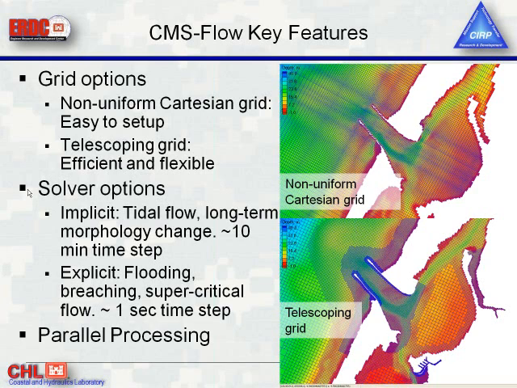And we also have 2 solver options. You can use an implicit scheme, which is designed for tidal flow and long-term morphology change, and takes big time steps on the order of 10 minutes. Or you can use the explicit solution scheme, which is designed for flooding, breaching, supercritical flow, and problems where you have a lot of wetting and drying, and its time steps are on the order of about 1 second. And both codes are parallelized with OpenMP for PCs.